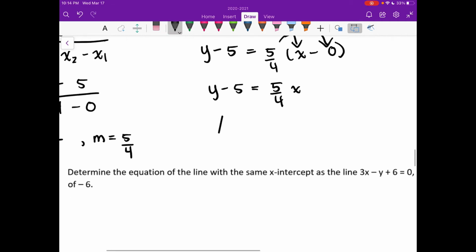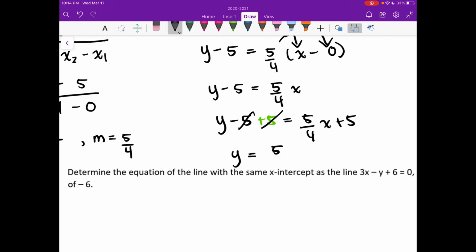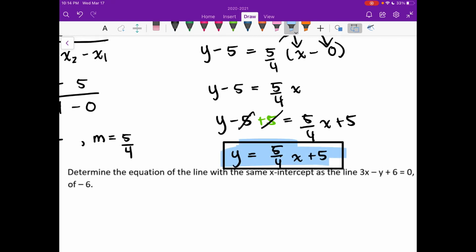And I'm just going to take the y. I want to get rid of that negative 5, so I'm going to add 5 on both sides. So it's equal to 5 over 4x plus 5. This cancels out, so I'm left with y equals 5 over 4x plus 5. That is one way to do it, and absolutely the right way to do it. It's up to you if you would like to do it this way.